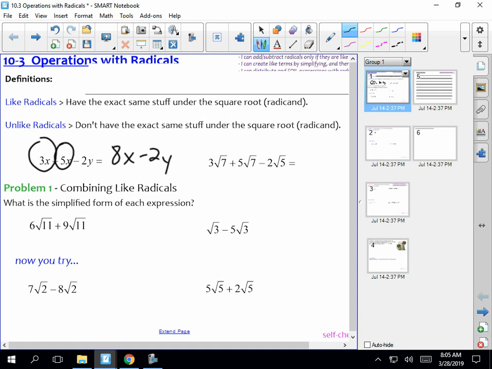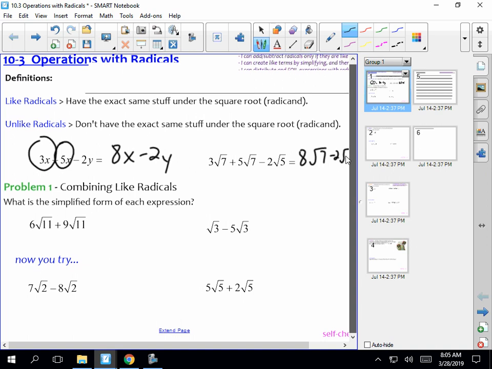Same thing, it works the same way with radicals. 3 root 7 plus 5 root 7 is 8 root 7. Those are like radicals, and then minus 2 root 5 is what's left over.